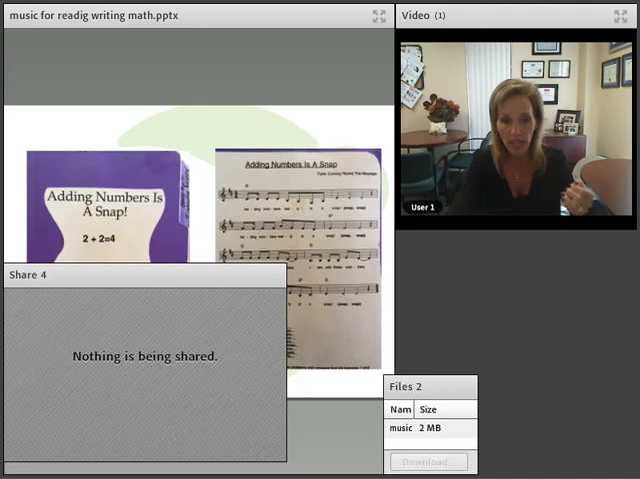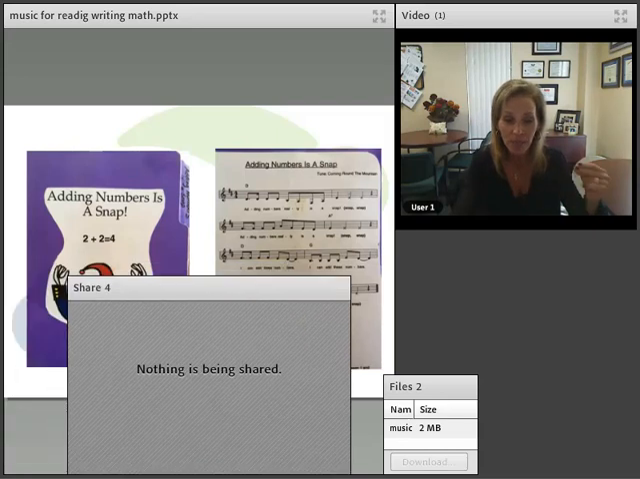Adding numbers really is a snap. Adding numbers really is a snap. I can add these numbers, I can add these numbers. Adding numbers really is a snap. 0 plus 1 is 1, I see the sun. And then you would sing that same verse over and over again. 0 plus 1 is 1, I see the sun.